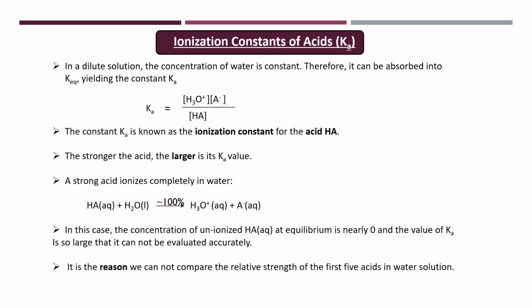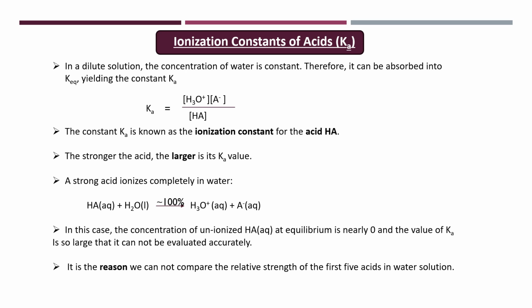Ionization constants of acids, Ka. In a dilute solution, the concentration of water is constant. Therefore, it can be absorbed into K equilibrium, yielding the constant Ka. Ka is equal to the concentration of hydronium ion multiplied by the concentration of A− ion divided by the concentration of HA acid. The constant Ka is known as the ionization constant for the acid HA.